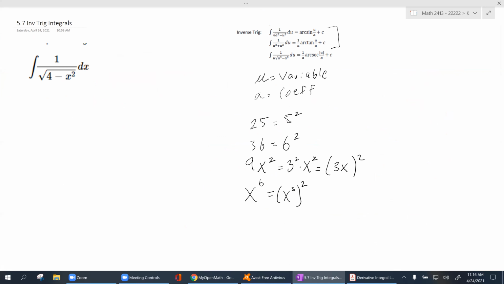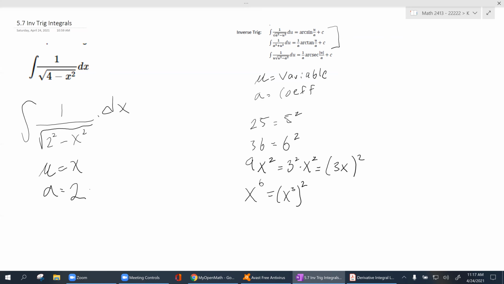So in other words, this here would be the integral of 1 over the square root of 2 squared minus x squared dx, where u would be my x, and where a would be, okay, your a is not going to be your 4. Remember, your a is not going to be your 4. Your a is going to be 2. It is the number that's being squared.